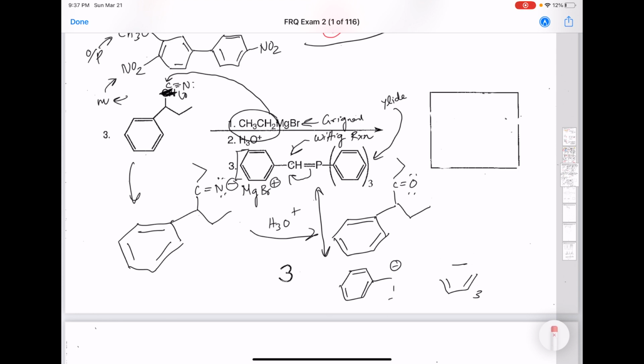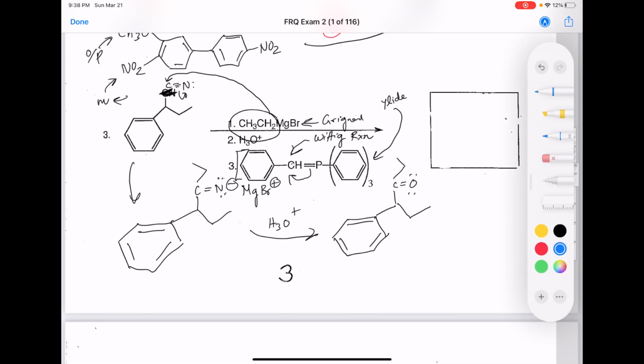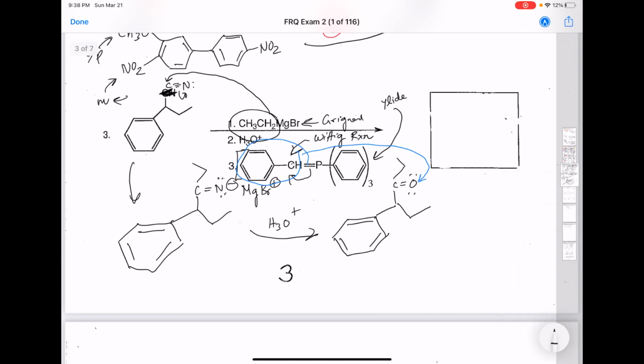And I won't go over the mechanism here, but what that does is that it will essentially allow you to convert that carbon-oxygen double bond and replace that oxygen with everything that is to the left of the double bond in the ylide reagent, or the Wittig reaction reagent. So all of this replaces the oxygen. So when we make that replacement, we get an interesting compound.